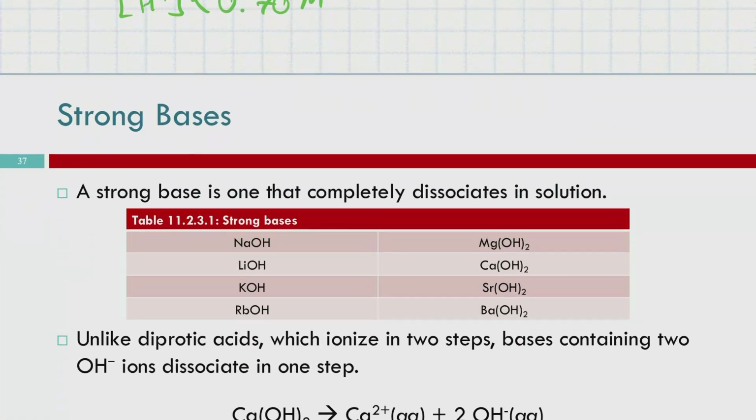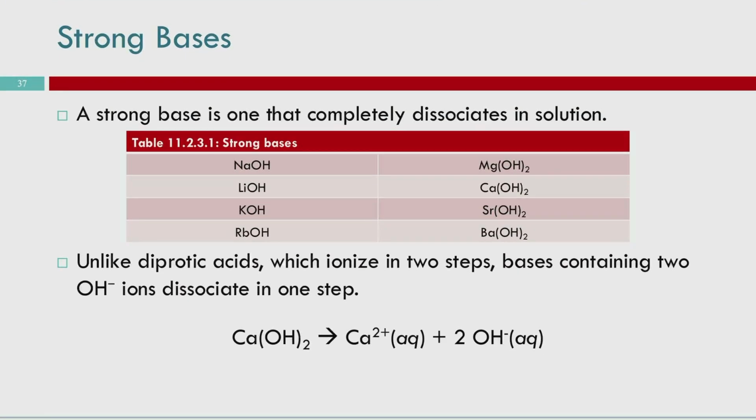All right, moving on to bases. Our strong bases, just like strong acids, dissociate completely. So the strong part here meaning dissociates completely or completely dissociates in solution. And we've got a bunch of examples of strong bases here. What do all of these strong bases have in common? Hydroxide, they've got the OH.